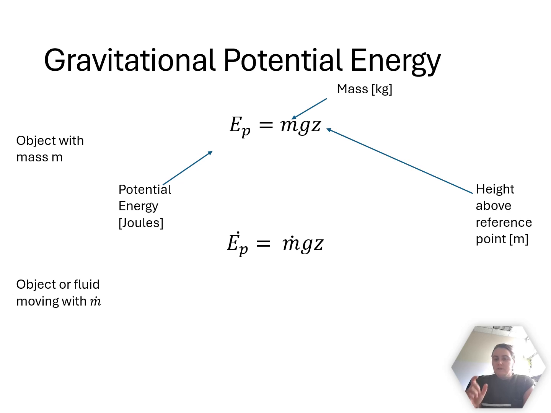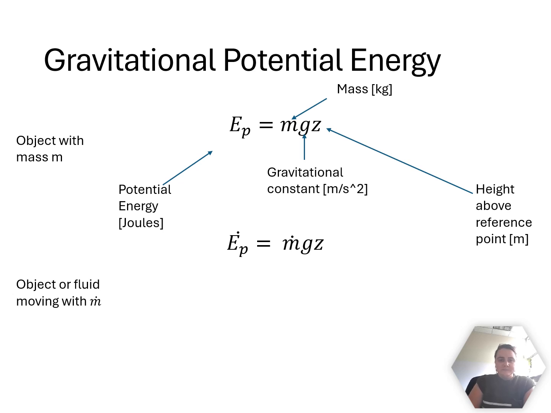So this is going to become really, really important when we solve problems. That reference point is going to be really, really critical because we're not always measuring potential energy relative to the surface of the Earth. Sometimes it's something different. So we need to be careful about that. And then g is the gravitational constant, and that's meters per second squared, and that's 9.81 when we are talking about SI units.